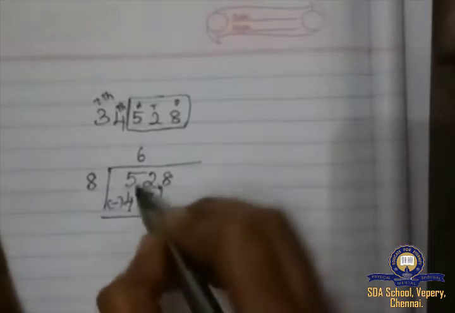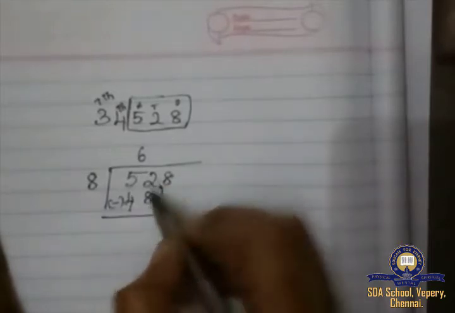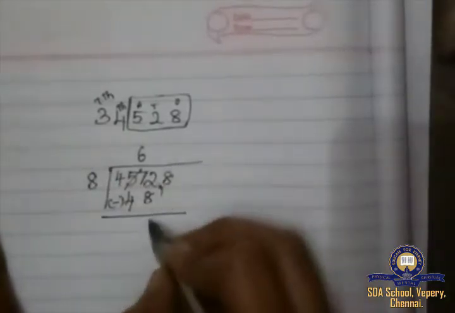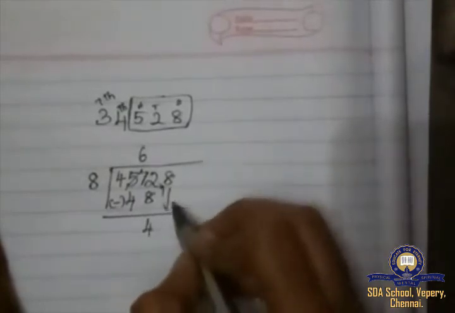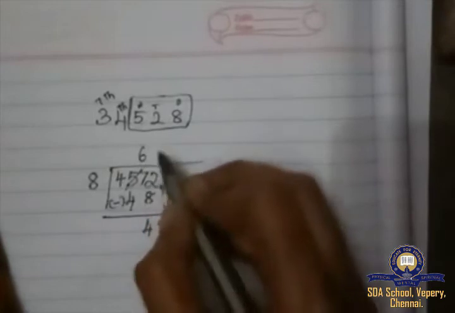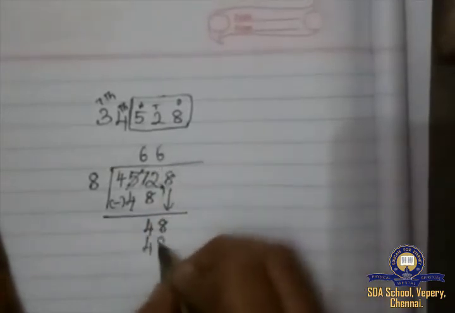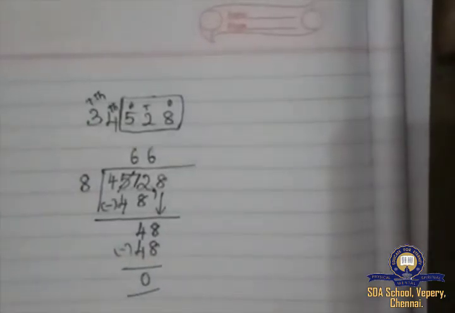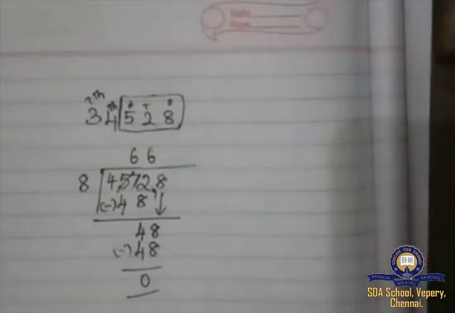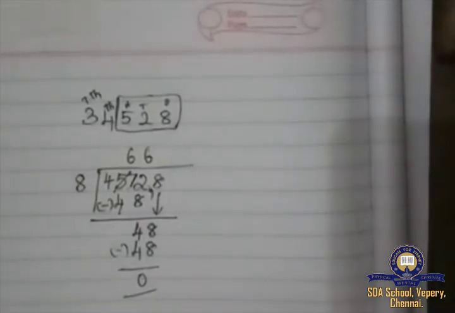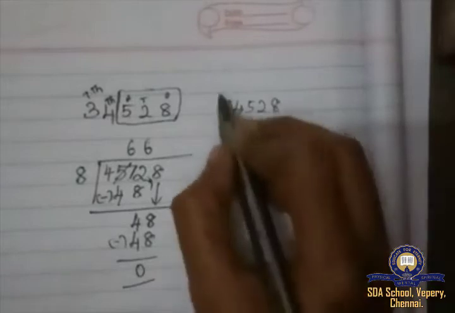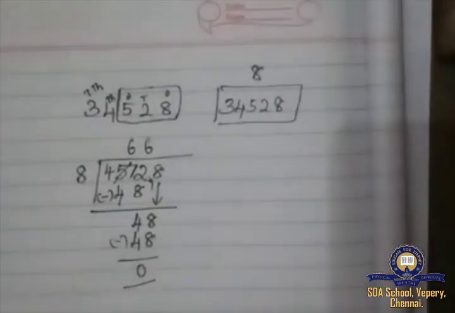Subtract it. From 2 you cannot subtract 8, so you have to borrow. This will become 4. This will become 12. 12 minus 8 is of course 4. Bring down this 8. 48. So 8 sixes are 48. When you subtract, you will get the remainder as 0. If you got the remainder as 0, what did I say? It is completely getting divisible. So this number, 34,528, is divisible by 8. That's what they have given, a tick.